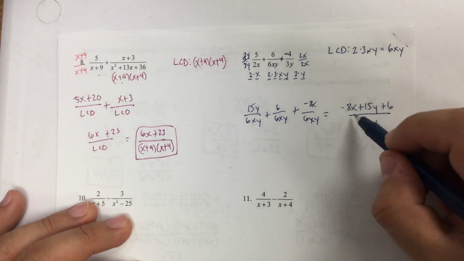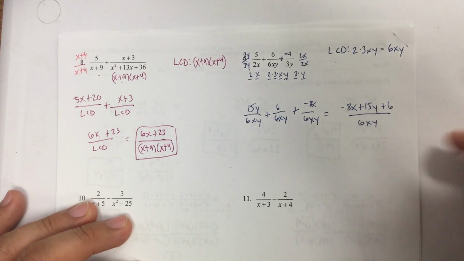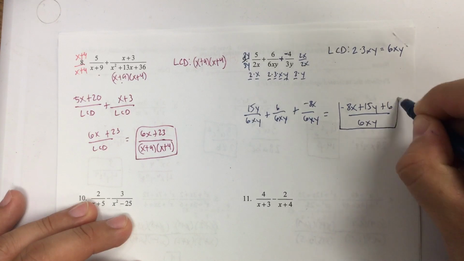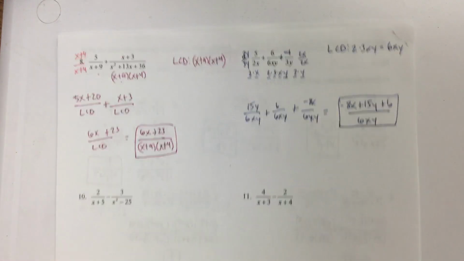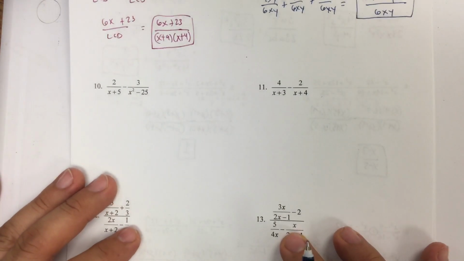And I can't factor anything out. I can't take out a common factor because they're not all divisible by something. So this will be my final answer. All right, on to number 10.